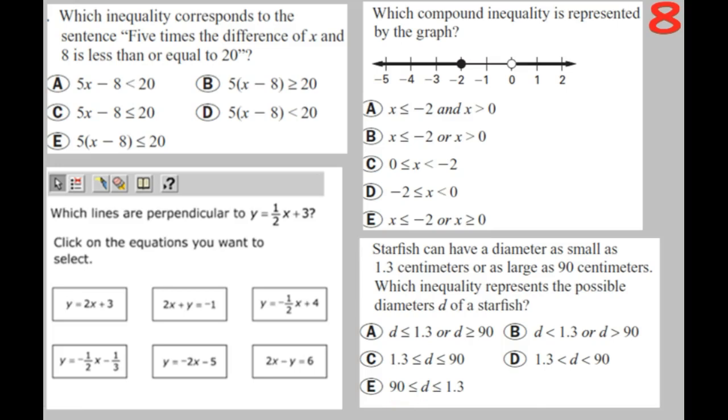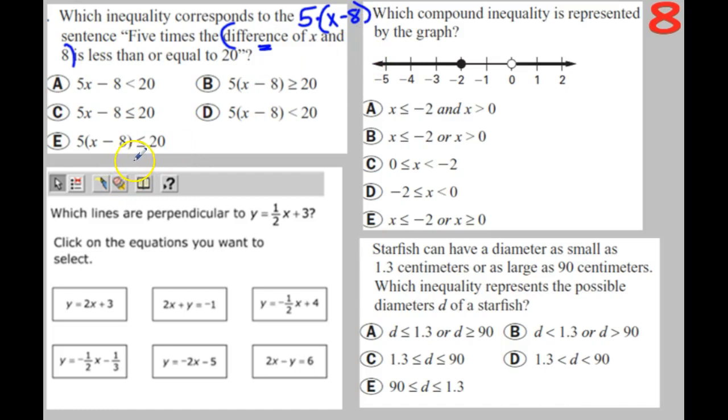So our last page here is multiple choice, just to get you prepared to see what some of the questions might look like. This one says, which inequality corresponds to the sentence, 5 times the difference of x and 8 is less than or equal to 20? Write it exactly like you're seeing it. 5 times, okay, 5 times the difference of, okay, so it's 5 times this whole thing, the difference of x and 8. So difference means subtract, so x and 8.